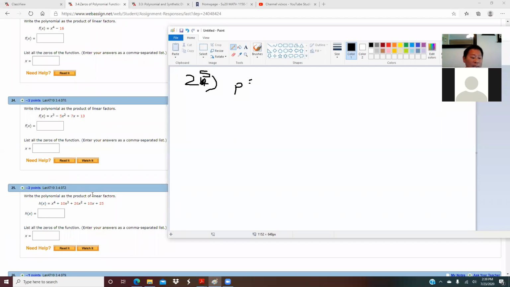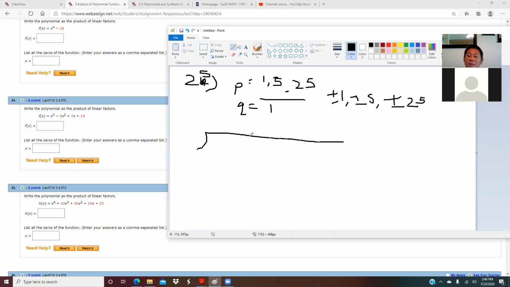So P in this case is 25. The good news is it's not too bad. It's 1, 5, and 25. Not too bad, because these are the factors of 25. And Q in this case, the leading coefficient, is 1. So your possible zeros here are plus minus 1, plus minus 5, and plus minus 25. So you can at least try a few of these. I'm going to try with 1.